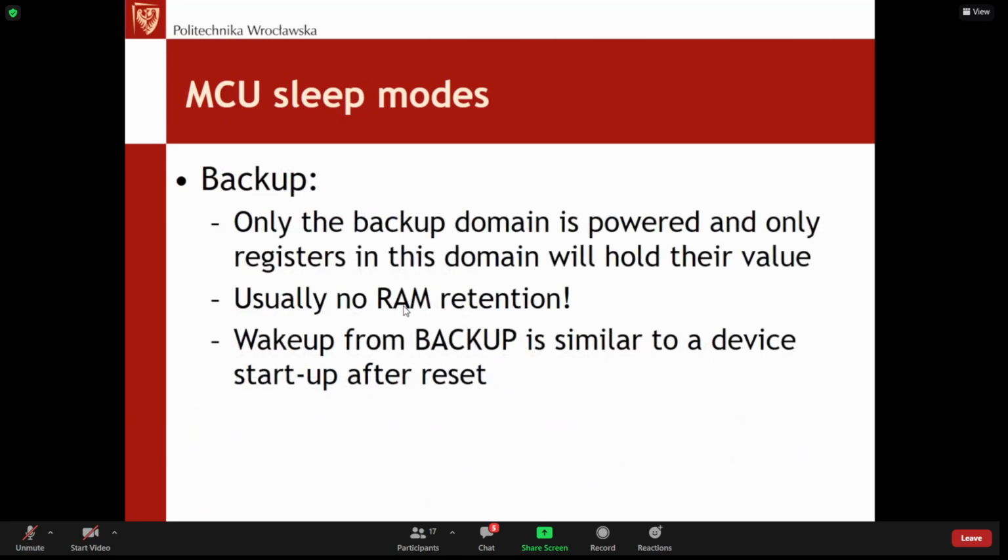In the backup mode, there is no RAM retention. This is really the lowest power mode, because almost every clock is switched off, and almost every power supply block, every power domain, is switched off, which means that we'll really get down with the values of the power supply current here. The problem, unfortunately, and this is very important, is that to wake it up from this backup mode, we actually need to reset everything.